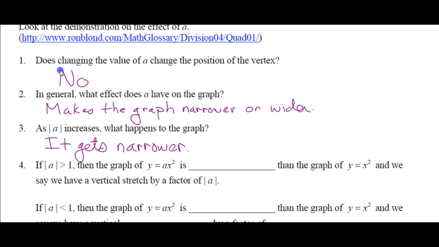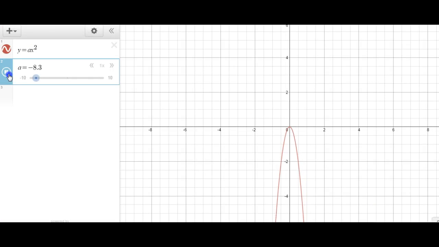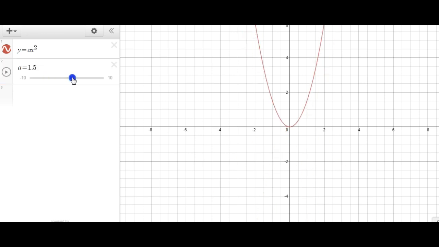If the absolute value of A is greater than 1, then the graph of y equals ax squared is blank, then the graph of y equals x squared. All right, maybe we need to go back here. Oh, it's still playing. Stop. There. So let's make the, whoops. I'm holding the pen, I can still point.